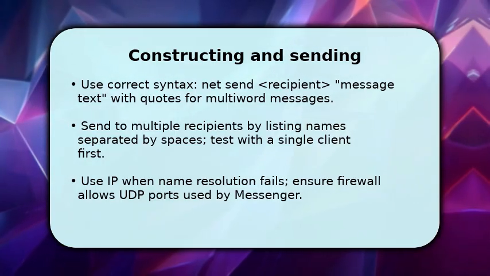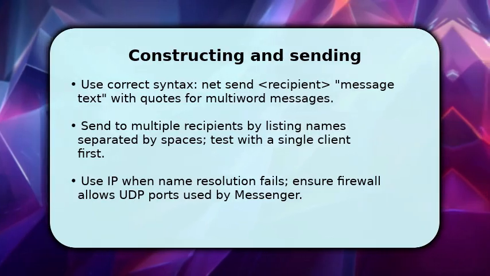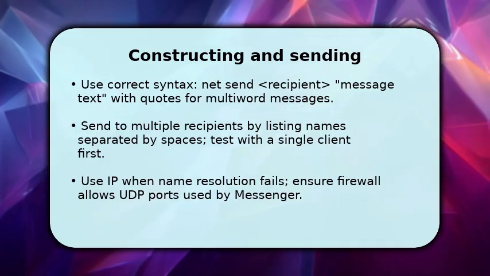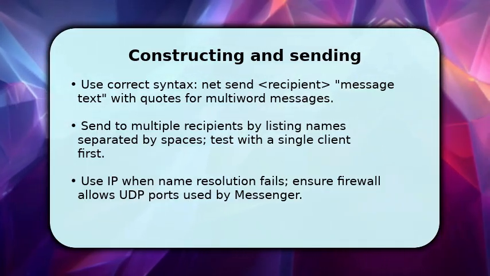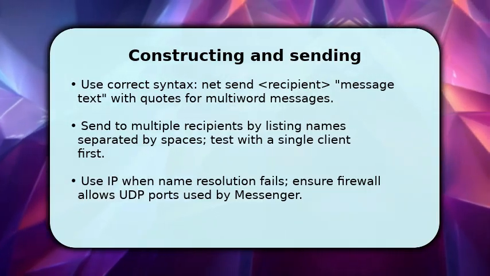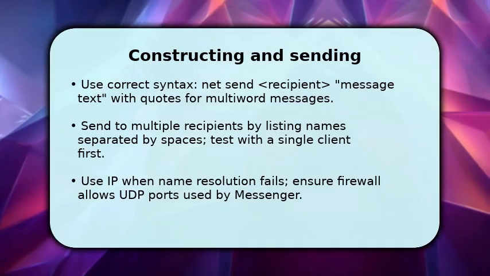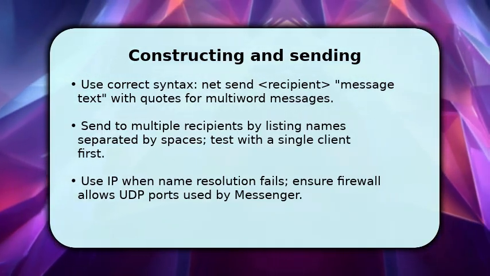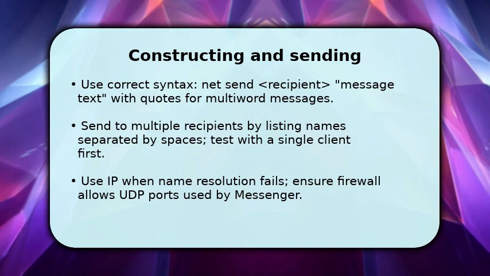That prevents truncated messages. If name resolution is unreliable, substitute the recipient's IP address. Using IP avoids NetBIOS lookup delays. To message multiple endpoints, list them separated by spaces, but test with a single client first to verify delivery. Finally, press enter and watch for any error output to confirm the send succeeded.